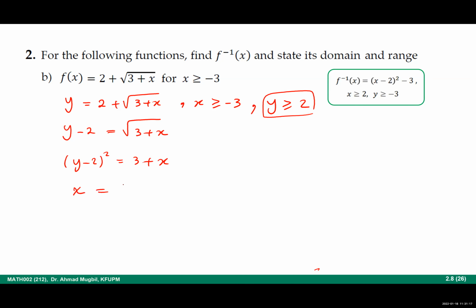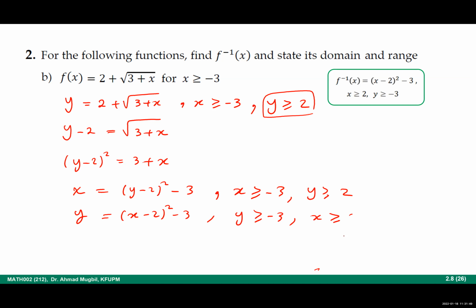So x will be equal to what? -3 plus (y minus 2), or let's put it at the beginning in the same order: (y minus 2) all squared, subtract 3. Now, here you can interchange. So remember, what are the conditions that you have? Before changing now, you will change also here, and don't forget to change also the conditions here. Now you are in the last step.